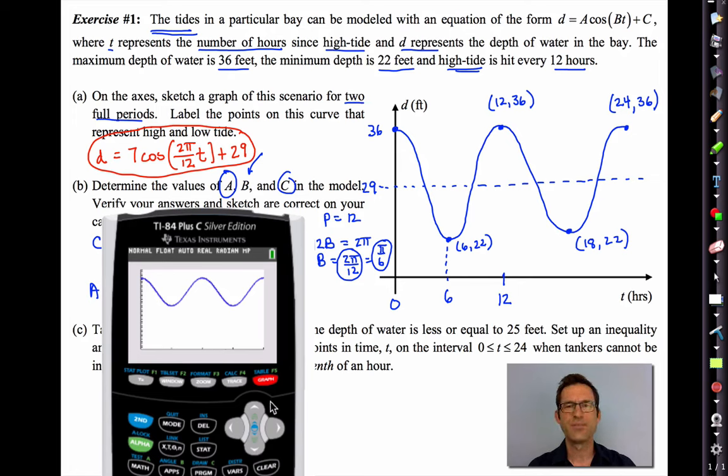All right. Let's take a look at letter C. Letter C says tanker boats cannot be in the bay when the depth of water is less or equal to 25 feet. Should really say less than. Set up an inequality and solve it graphically to determine all points in time t on the interval 0 to 24 when tankers cannot be in the bay. Round all times to the nearest tenth of an hour. Well, what I'd like you to do is first write down the inequality. See if you can do that.